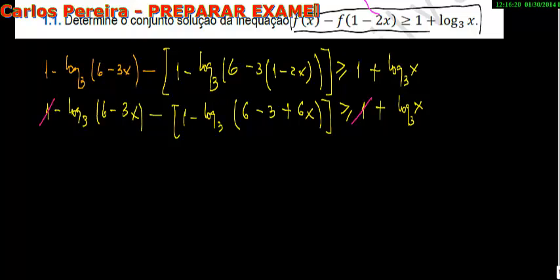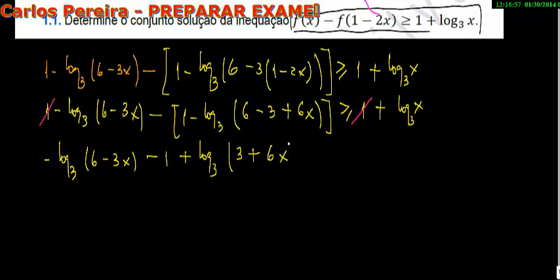So I'm going to continue, of course. Minus logarithm of (6 minus 3 times x) at base 3, and now minus 1 plus 1 is 0. Plus logarithm base 3 of (6 minus 3 is 3, plus 6 times x), greater than or equal to logarithm of x at base 3.